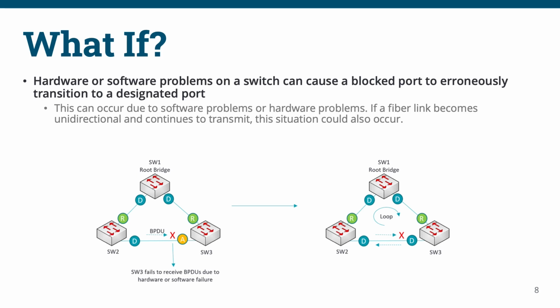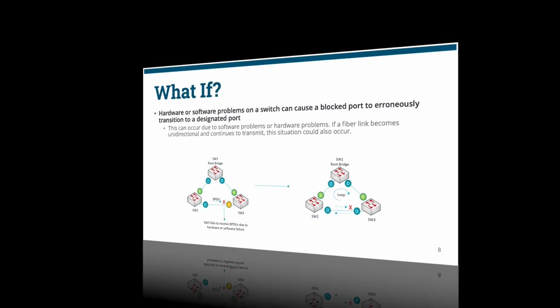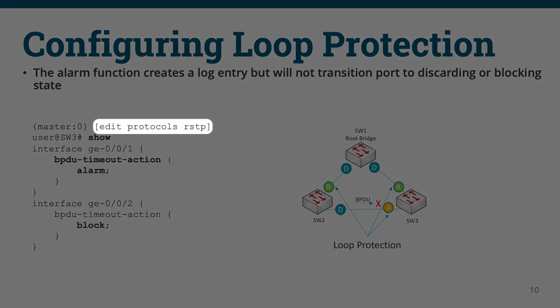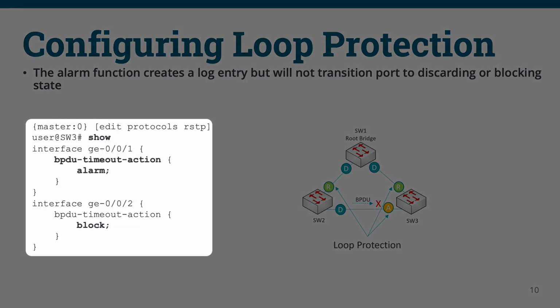Loop protection will transition the port into a loop inconsistent state if BPDUs are no longer received while the port remains up. This should be configured on all non-designated ports to ensure loops are not formed. So let's see how we enable loop protection. Similar to the other features we've covered, loop protection is configured under the edit protocols rstp configuration hierarchy, using the bpdu-timeout-action command under the participating interfaces configuration.